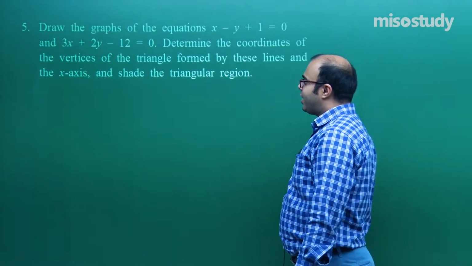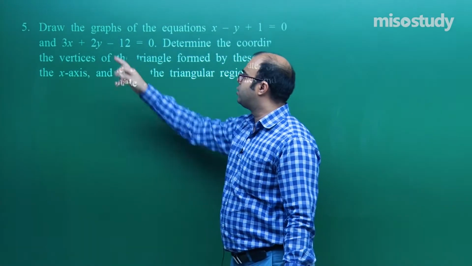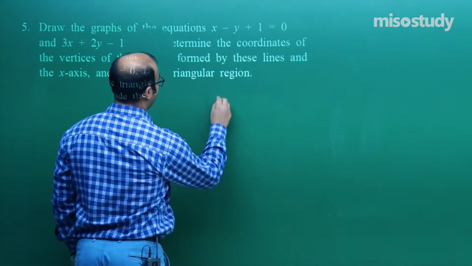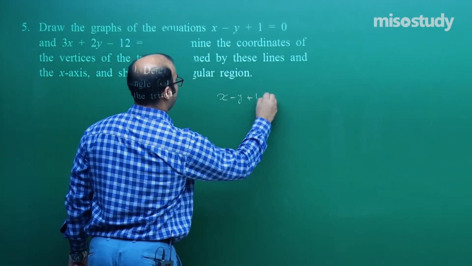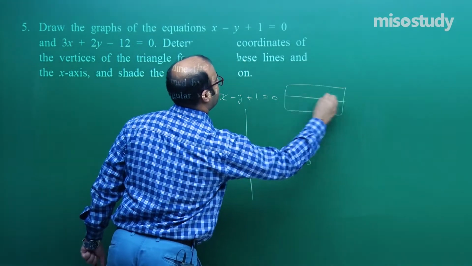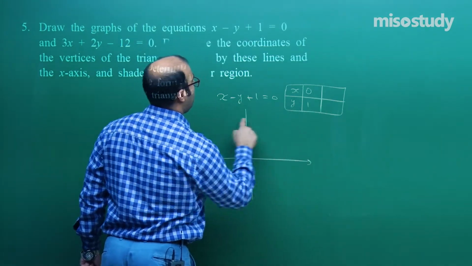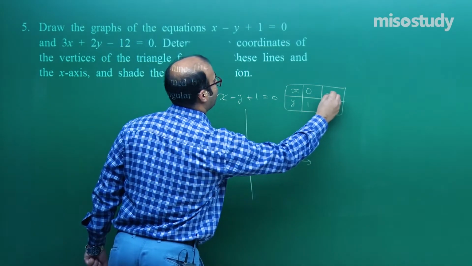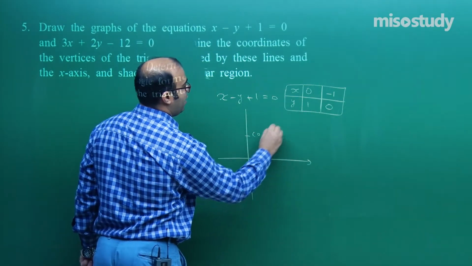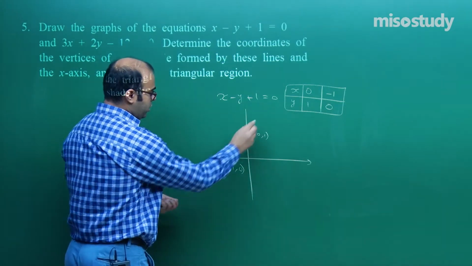The next question is again of 2 marks. Draw the graphs of the equations. This is the first equation and this is the second equation. So we have to first draw the graph. Let us draw the graph. What are the equations? x - y + 1 = 0. The graph of this will be drawn by plotting points like this. x = 0 will give y = 1, and y = 0 will give x = -1. So the points are (0, 1), which is here, and (-1, 0), which is here. So the line will be this one.